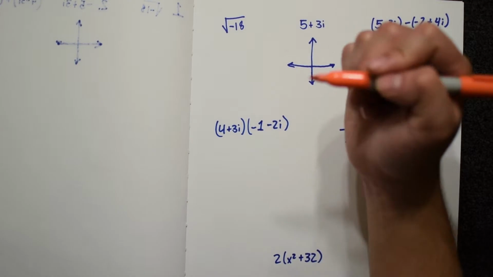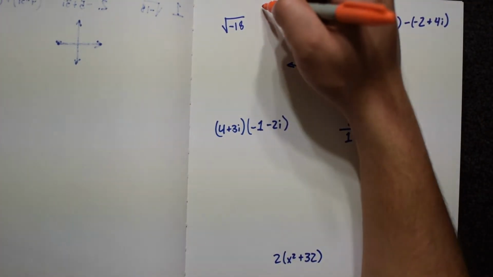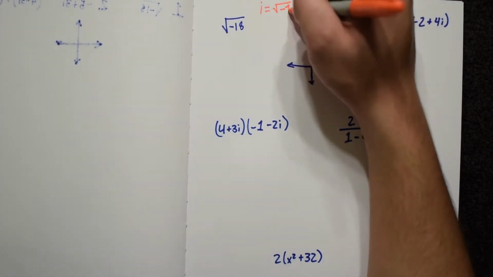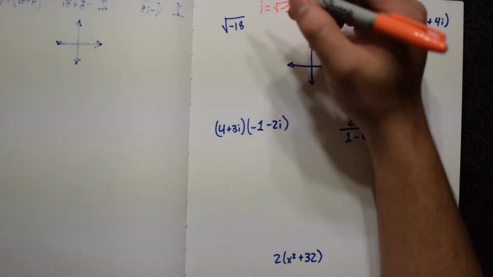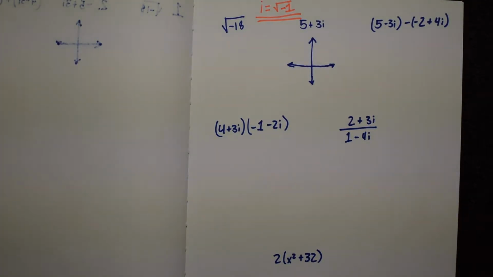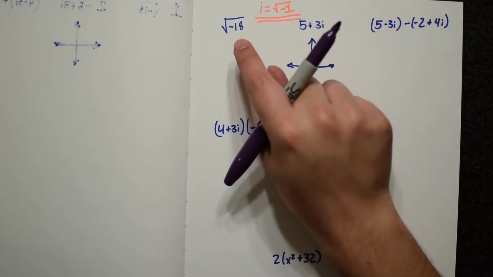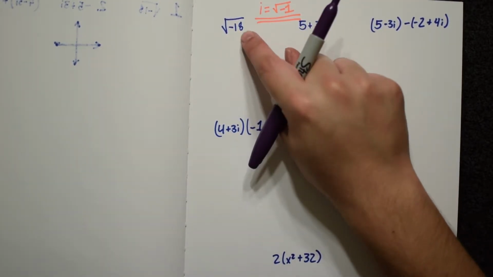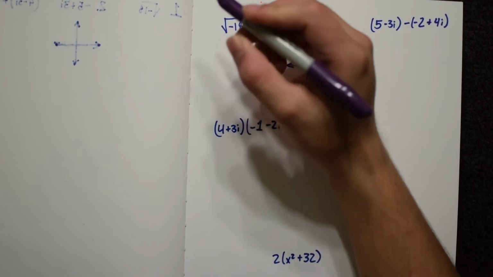Now, i is actually going to be equal to the square root of -1. So please keep this in mind when you are solving these equations. Now, when you are solving these equations, I never want to see a negative inside of a square root because this negative can actually be simplified.